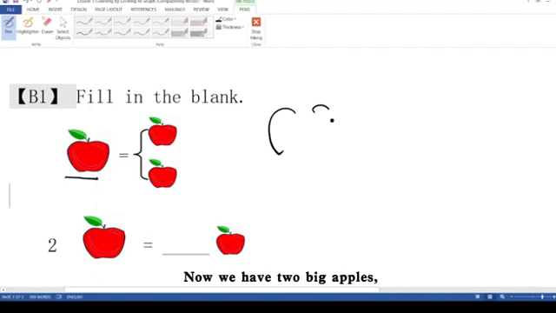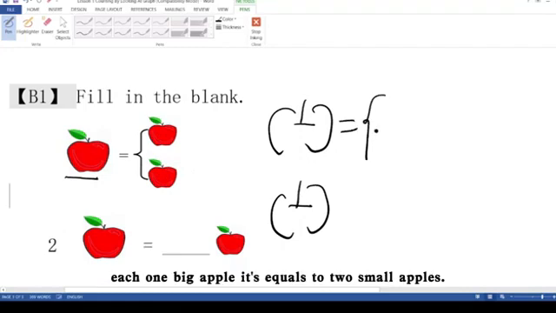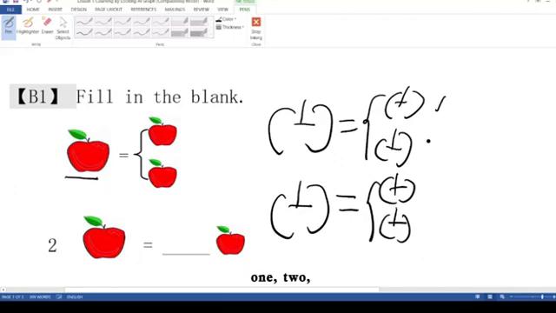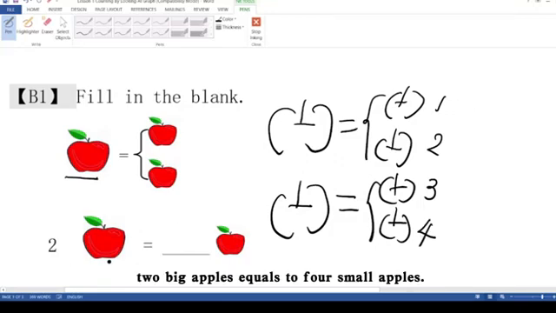Now we have two big apples. Each one big apple equals two small apples. So let's count. How many small apples here? 1, 2, 3, 4. So 2 big apples equals 4 small apples.